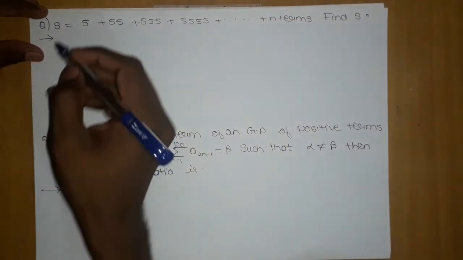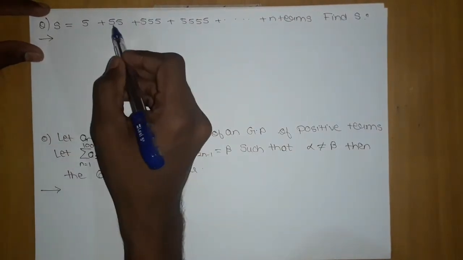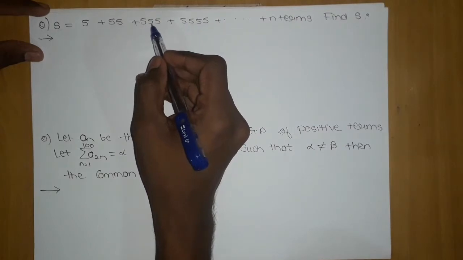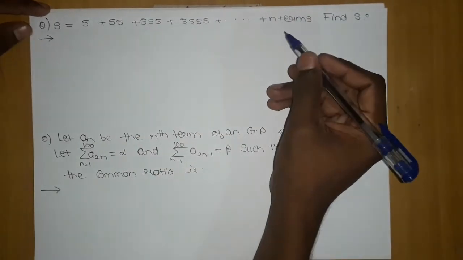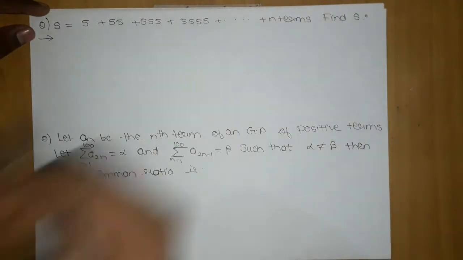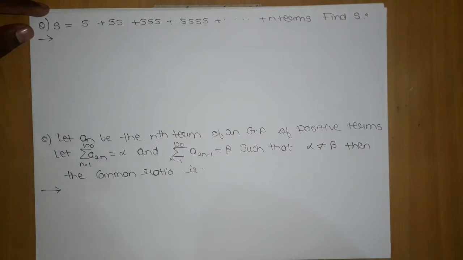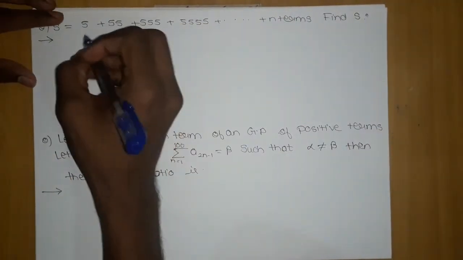Now listen, this question says S equals 5 plus 55 plus 555 plus 5555 till n terms. Here it is not a GP, and similarly it is not an AP. Now how we will make it a GP, that is the process you have to learn. This question is all about learning. So what is the first step?